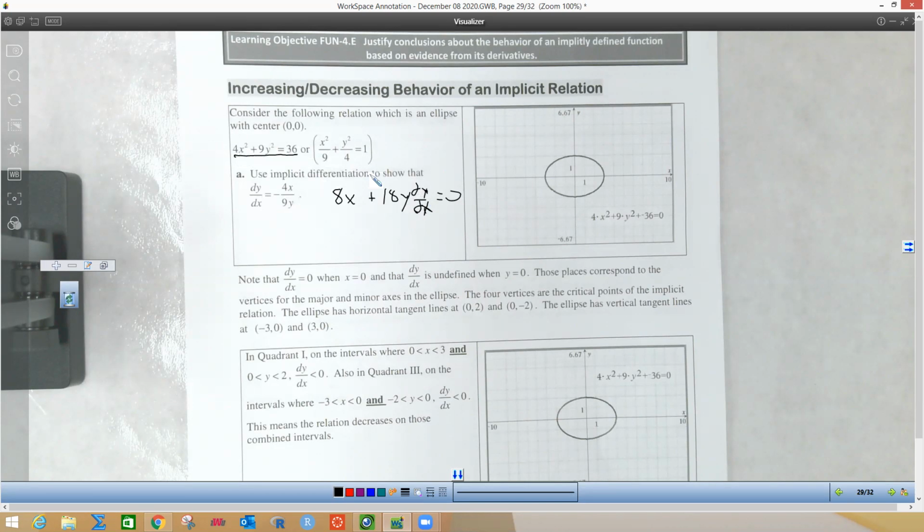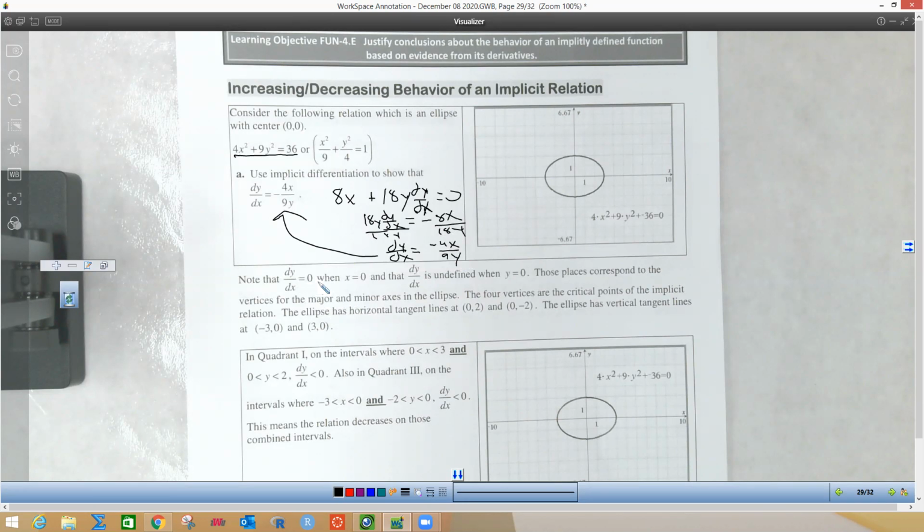Anything that doesn't have dy/dx, I'm going to move to the other side. So we have 18y dy/dx, and I subtract that 8x over. Then I divide both sides by 18y. That gives me dy/dx is equal to, and then I reduce these by 2, so this will be negative 4x over 9y. So I have just shown that that's what the derivative is.